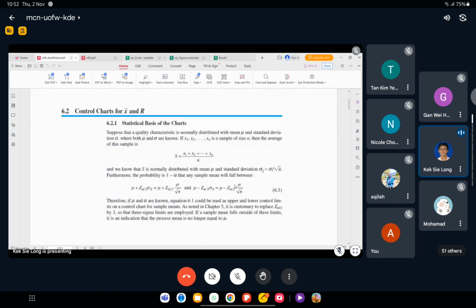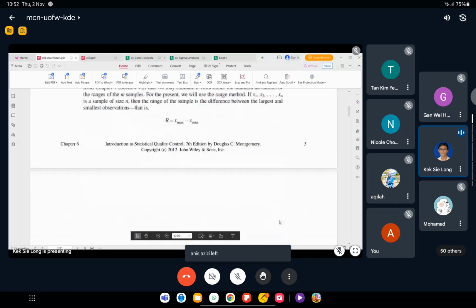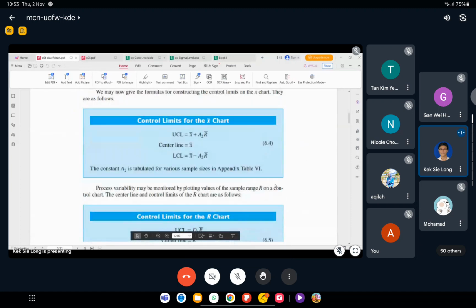If we join together, we have mu plus minus z alpha over 2 sigma x bar, remaining only one. It means we can combine the two equations in 6.1 into one equation. The same thing applies for equation 6.4, and you can see they have the same form: x bar bar plus minus. But some of you might ask, how to calculate A2, or how to calculate R bar?